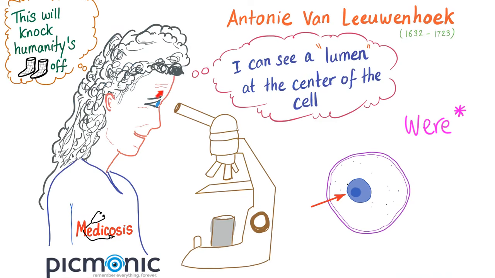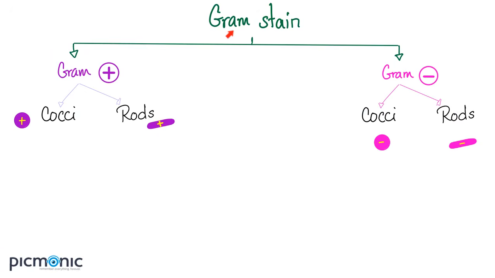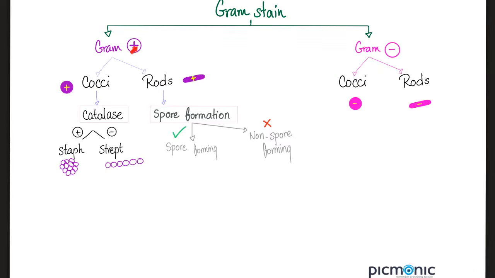Bacteria was discovered by the same dude who discovered the nucleus, Antony van Leeuwenhoek. We classify bacteria based on the Gram stain. Gram was the name of a scientist, by the way. That's why it should be a capital G. Gram stain. It's either gram positive or gram negative. Gram positive bacteria are purple, gram negative are pink. And then we divide the gram positive into gram positive cocci and gram positive rods. Same thing with the gram negative. Gram positive, gram negative, cocci and rods.